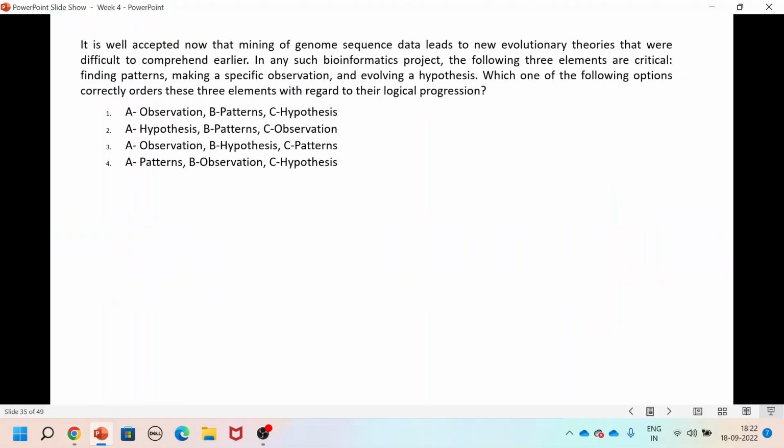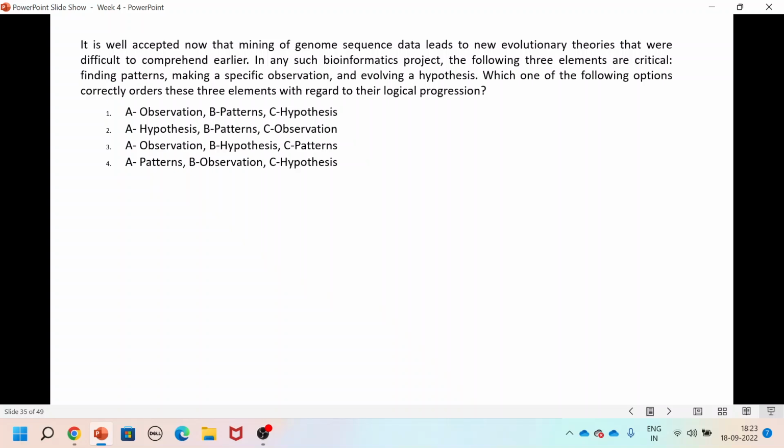The next is, it is well accepted now that mining of genome sequence data leads to new evolutionary theories that were difficult to comprehend earlier. So, for any such bioinformatic projects, there are three critical elements: we need to find patterns, we need to make a specific observation, and we need to come up with some hypothesis. What is the order in which these steps are followed?